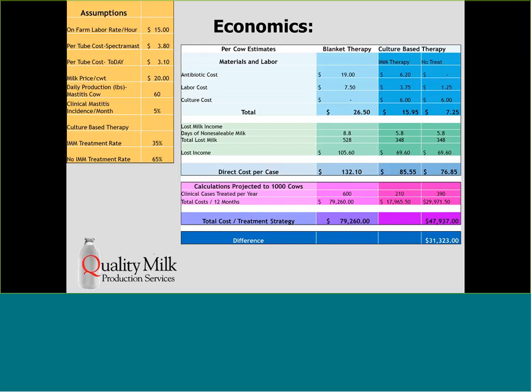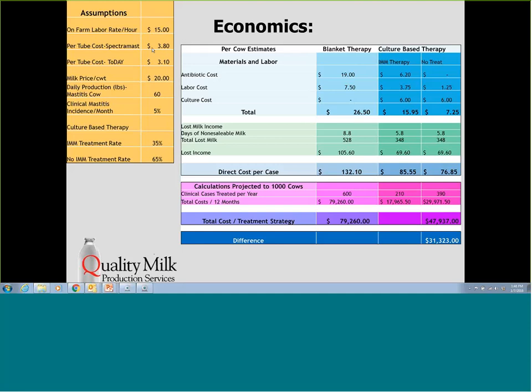So what does this do economics on the dairy? Because we've got to add in, okay, cost of culture, right? And we put this in here. All right. So here's the blanket therapy group. Here's the culture-based group. The assumptions in this economic model: we made that we're going to pay people working in the hospital pen on average $15 an hour.